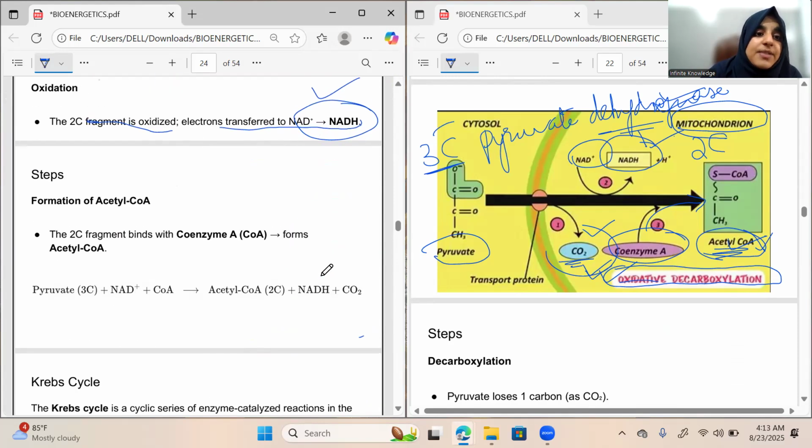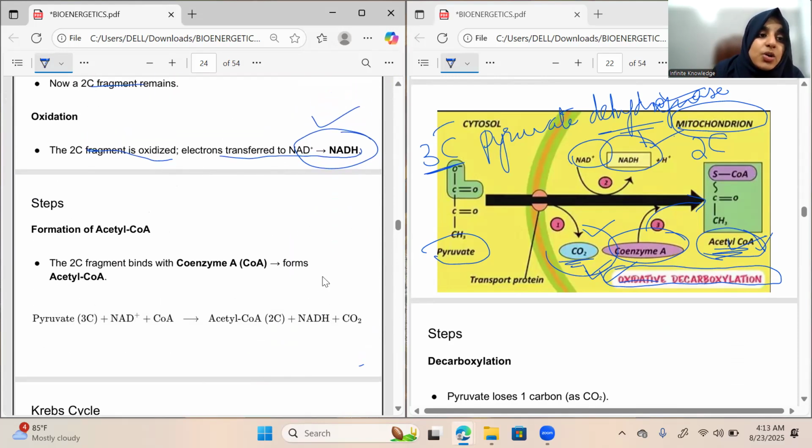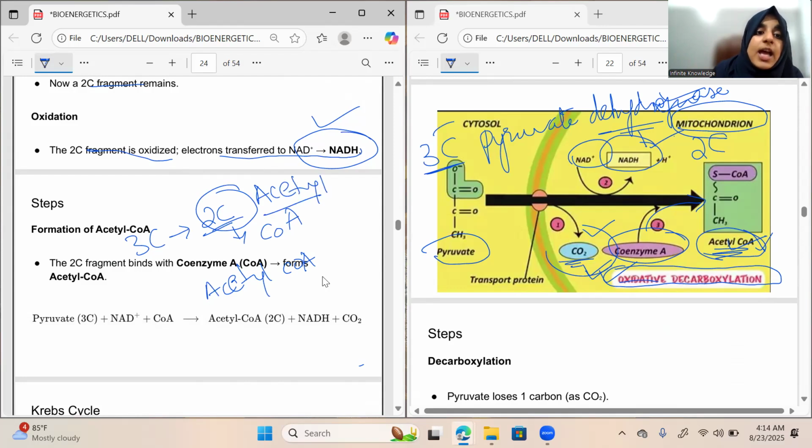The second step is the formation of acetyl-CoA. So now this 3 carbon fragment of pyruvate has been converted into a 2 carbon fragment. Now this 2 carbon fragment combines with coenzyme A in order to form acetyl-CoA. In chemistry, you have studied that a two carbon substance is given the suffix of ethyl or acetyl. So when this acetyl combines with coenzyme A, it forms acetyl-CoA.